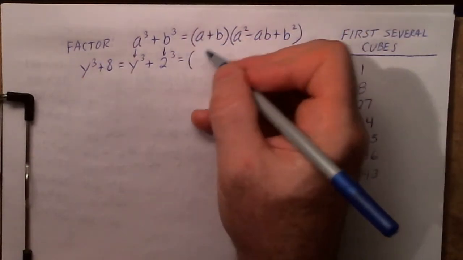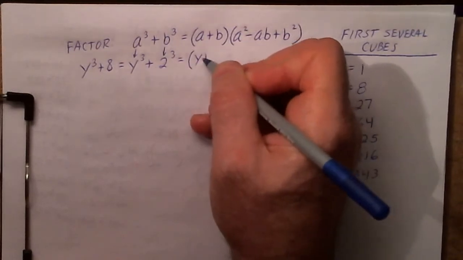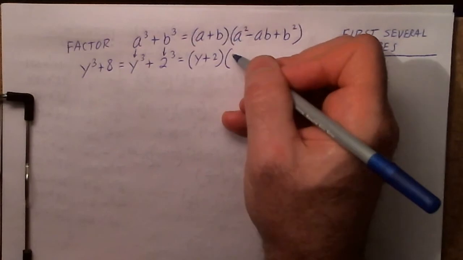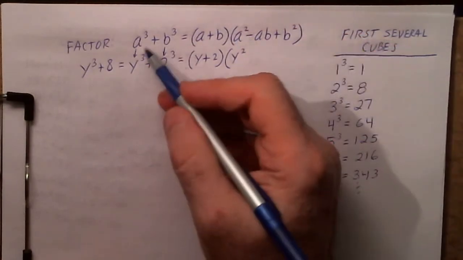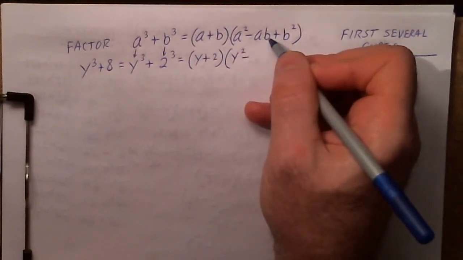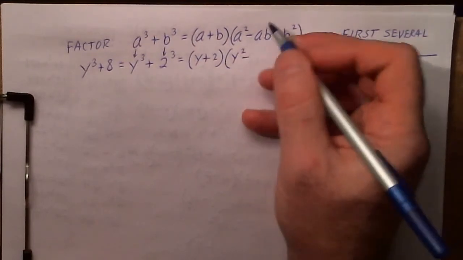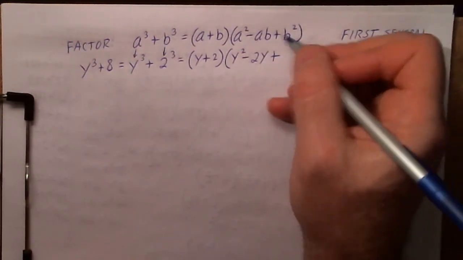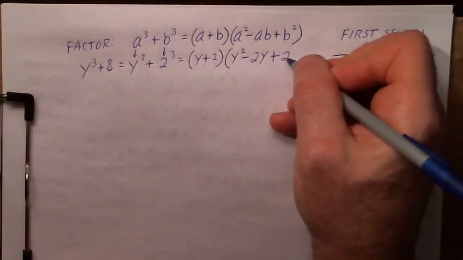We have a plus b, which is really to say y plus 2, times a squared, which is to say y squared. Remember, our a is really a y, minus a times b, so minus y times 2, or minus 2y, plus b squared. Our b is really a 2, so plus 2 squared at the end.